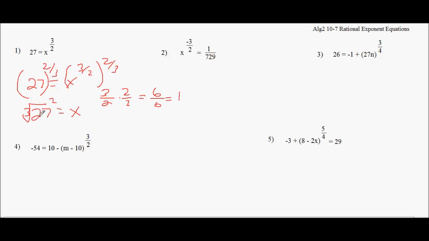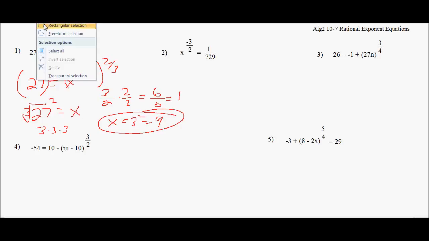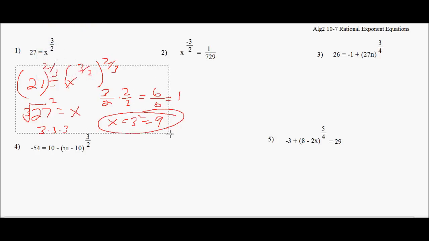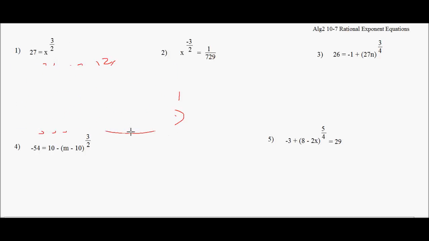Well, the third root of 27 is 3, because 3 times 3 times 3 is 27. And then you square it. So x has to be 3 squared, which is 9. And that's the deal. That's how you do it. So let's take another one.